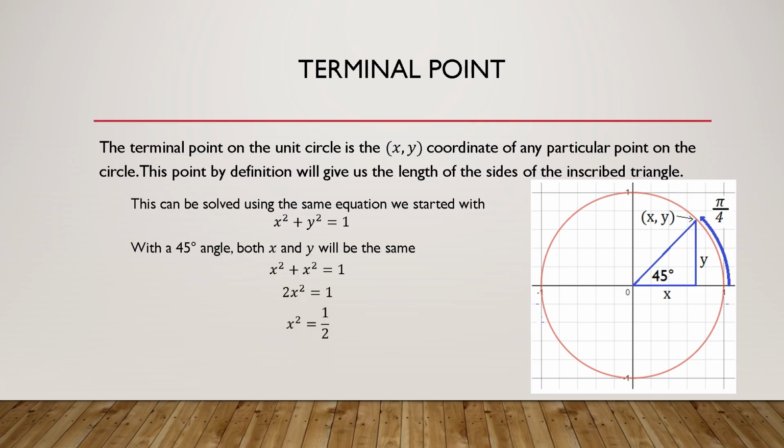Divide both sides by 2, leaving x squared equals 1/2. Square root both sides so that x equals 1 over the square root of 2. If we rationalize the denominator, we'll come up with the final answer, x equals the square root of 2 over 2. Since y will be the same, our terminal point is square root of 2 over 2, square root of 2 over 2. Note that we use the positive, but the square root property tells us that x can also equal negative square root of 2 over 2. This will become evident in the next section of the lesson.